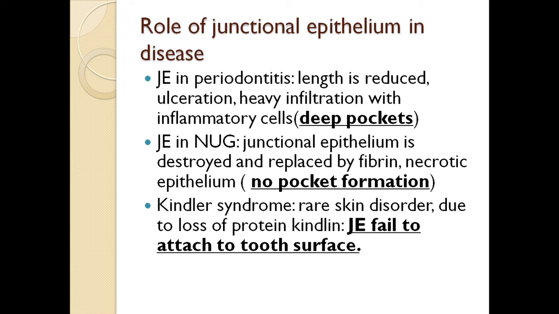Role of junctional epithelium in disease. In periodontitis, the length of junctional epithelium is drastically reduced. It is ulcerated and heavily infiltrated with inflammatory cells, which is seen in deep pockets. In necrotizing ulcerative gingivitis, it is destroyed and replaced by fibrin and necrotic epithelium. Hence, in necrotizing ulcerative gingivitis, pocket formation is not seen. In Kindler syndrome, a rare skin disorder, due to the loss of the protein kindlin, junctional epithelium fails to attach to the surface of the tooth.